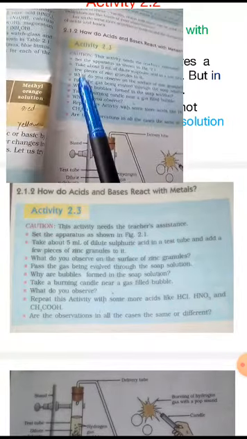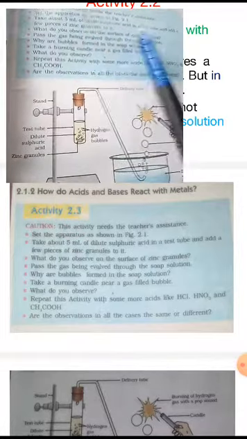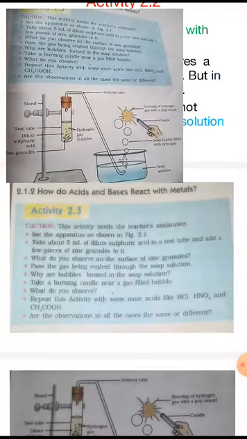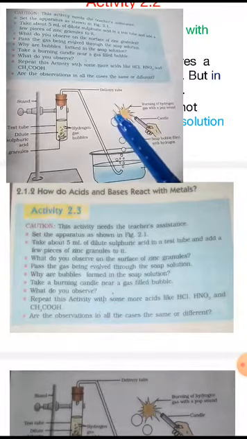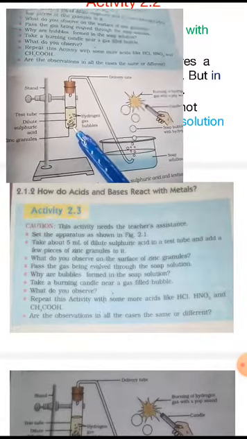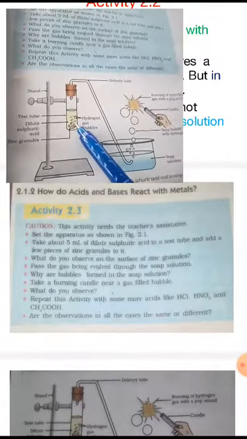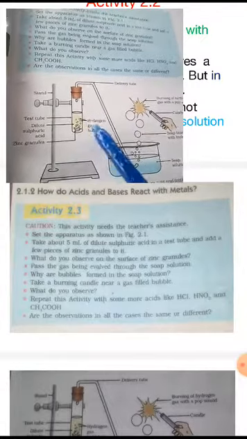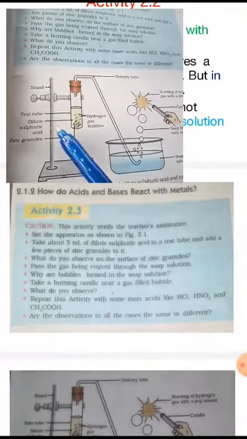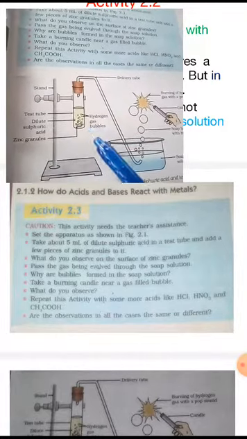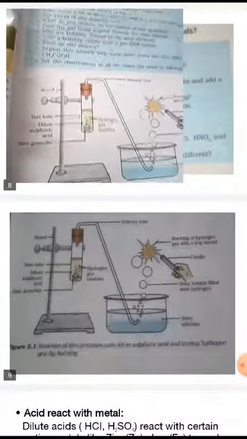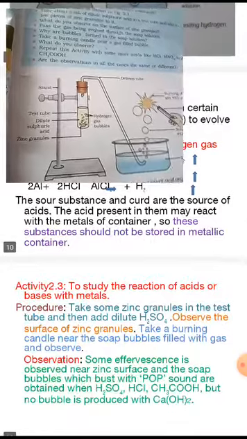Then take about 5 ml of dilute sulfuric acid in a test tube and add a few pieces of zinc granules to it. That means you take zinc granules in the test tube, then you add sulfuric acid. What happens when you add dilute sulfuric acid to the zinc granules? It reacts with the zinc granules and produces hydrogen gas.